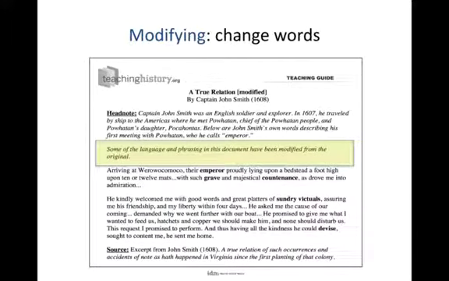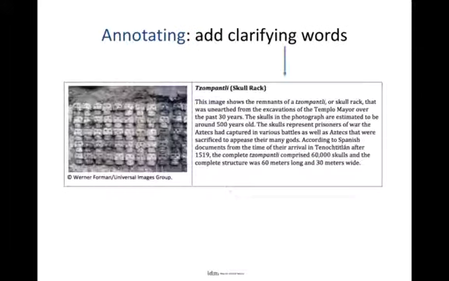Modifying is another thing to do, making changes in the words so that kids can read it. We don't want the vernacular of the text or something comprehension-wise to keep students from being able to understand and make meaning out of the sources they're engaging. So this is an example of a source that's been modified. And annotating: sometimes you get these visual sources like this one, the skull rack, and you want to add some text or an annotation that helps kids make sense out of it.